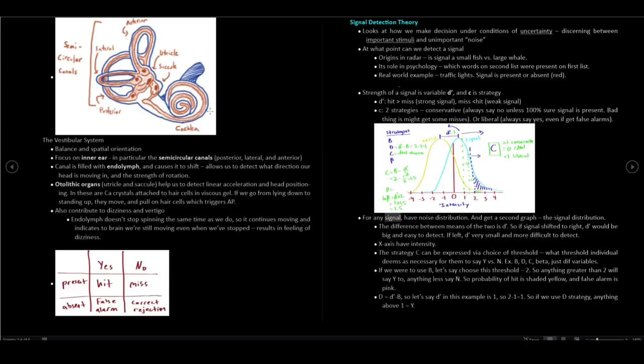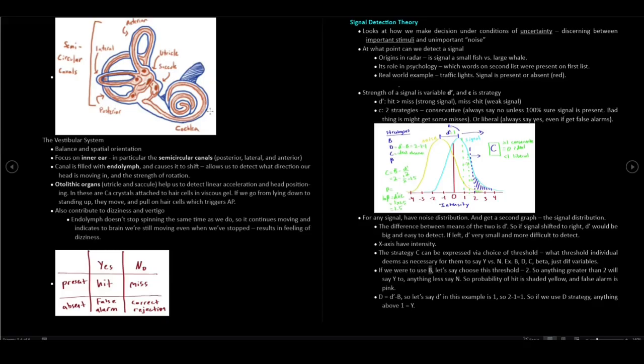For any signal, have a noise distribution, and get a second graph, the signal distribution. The difference between the means of the two is d'. If the signal is shifted to the right, d' would be big and easy to detect. If left, d' very small and more difficult to detect. On the x-axis have intensity. The strategy c can be expressed via choice of threshold, what threshold an individual deems necessary for them to say yes versus no. These are just different variables: d', c, beta.